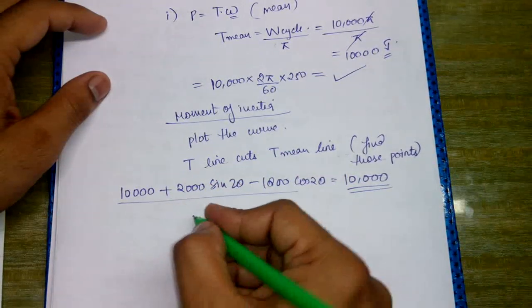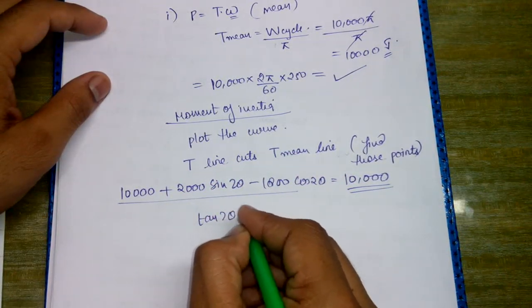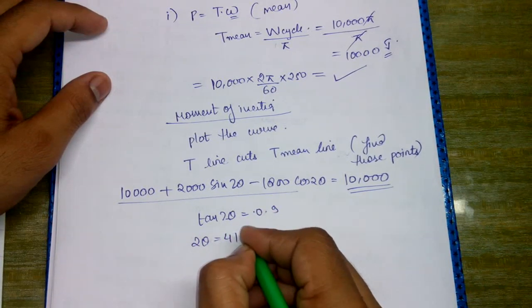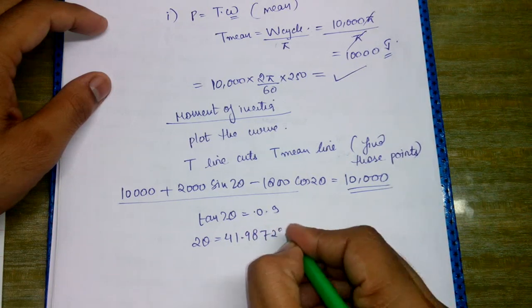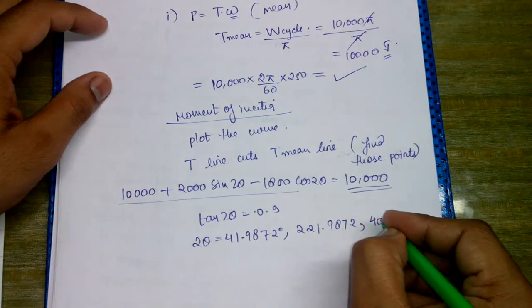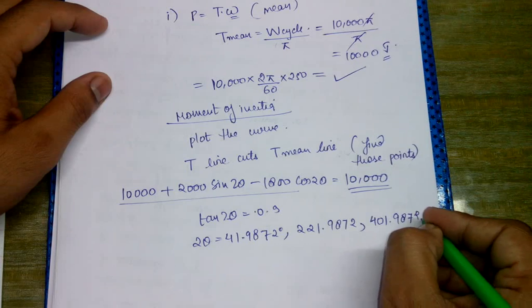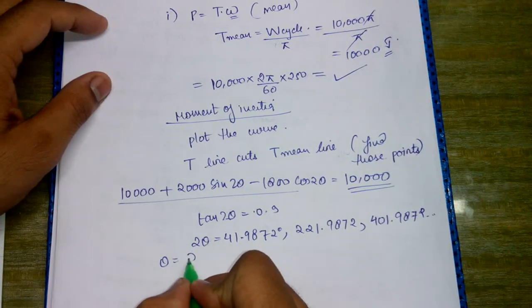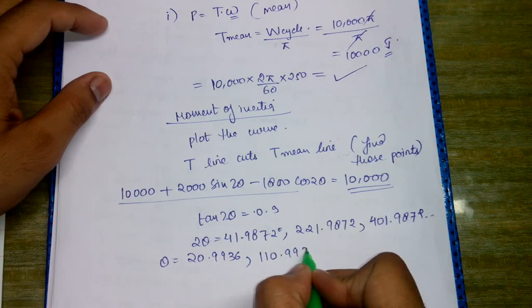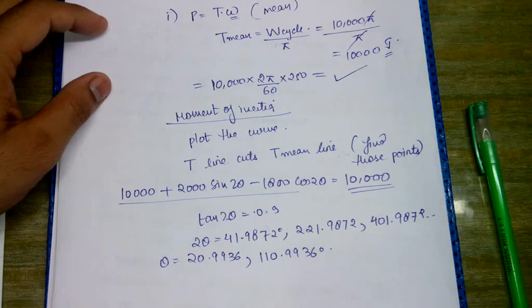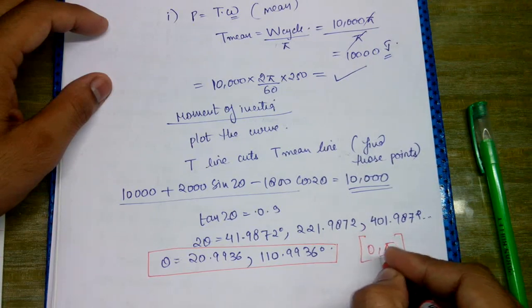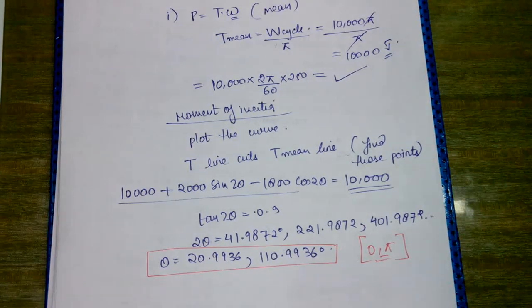So from here, when we solve this, we will get tan 2 theta equals 0.9, such that 2 theta equals 41.9872 degree, or 221.9872 degree, or 401.9872 degree, and so on. Hence theta becomes 20.9936 degree and 110.9936 degree. We are taking only these two values because we have to take values between 0 to pi, which was the period of the function.